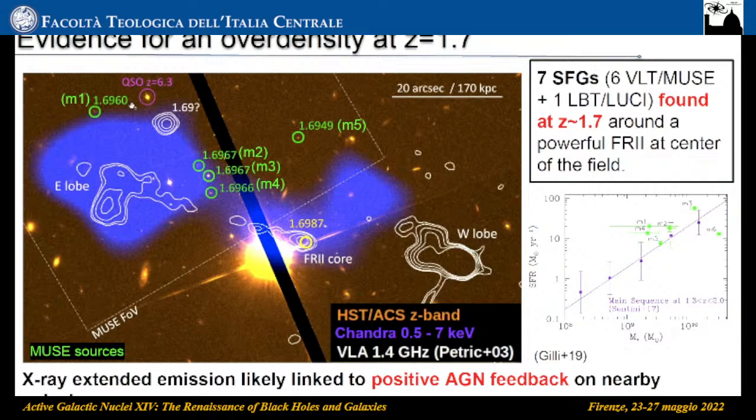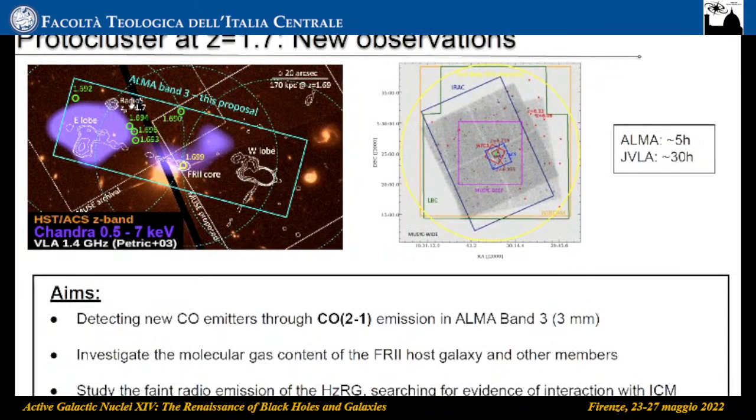So we targeted this region with ALMA observations, aiming at detecting the CO 2-1 transition line in order to investigate the gas content of the structure and possibly unveil the presence of new gas-rich members. And we also obtained a deep JVLA observation of the entire J1030 field, thanks to which we can investigate also the diffuse emission of the high-z radio galaxy.